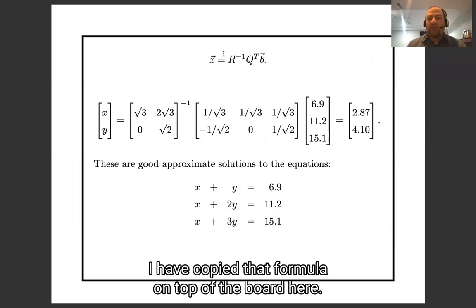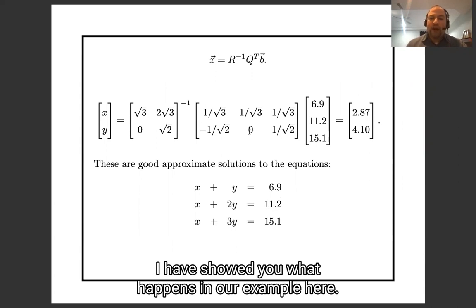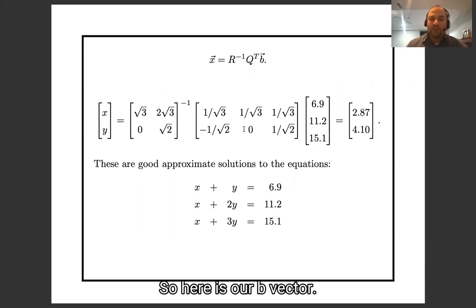I've copied that formula to the top of the board here. I've showed you what happens in our example here. So here is our B vector.